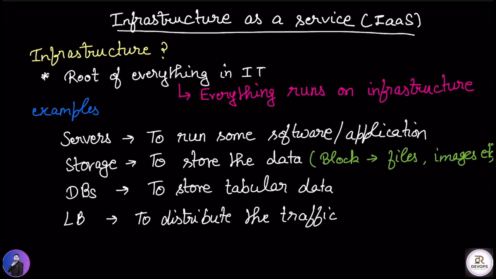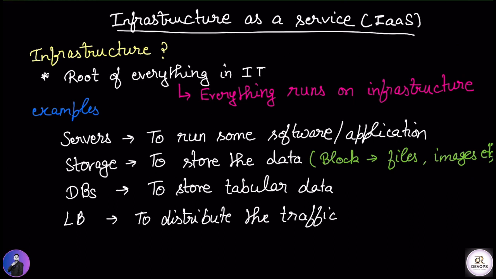So infrastructure as a service. So what is infrastructure? Root of everything in IT. Root of everything means everything runs on the infrastructure. Examples of infrastructure are servers, storage, DB, load balancer. So what is the use of a server? To run some software, some applications. There could be plenty of uses of servers.